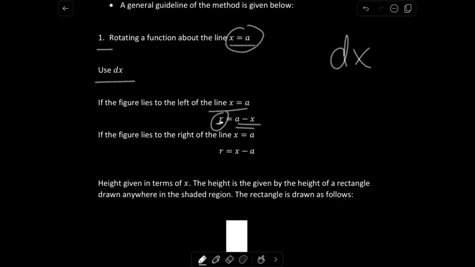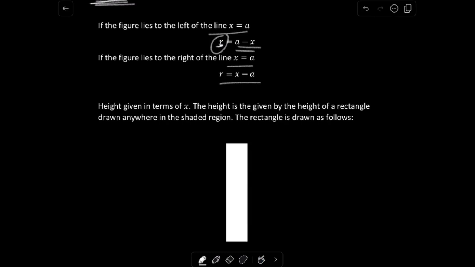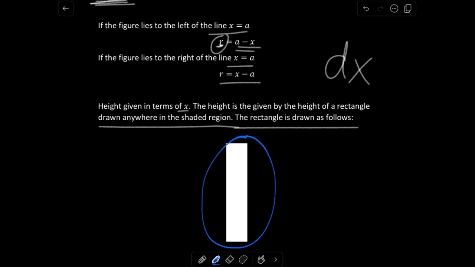If the figure lies to the right of the line x is equal to a, then you're going to set r to be equal to x minus a. That's basically the first major step apart from using dx. Then your height is given in terms of x, obviously, because you're again integrating with respect to x. The height is given by the height of a rectangle drawn anywhere in the shaded region, and the rectangle is drawn as follows. So the rectangle is going to look like a very tall skyscraper. And just a note, you don't really have to draw a rectangle. You can even just draw a vertical line to figure out the height.